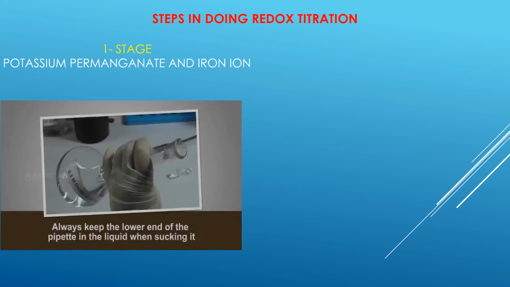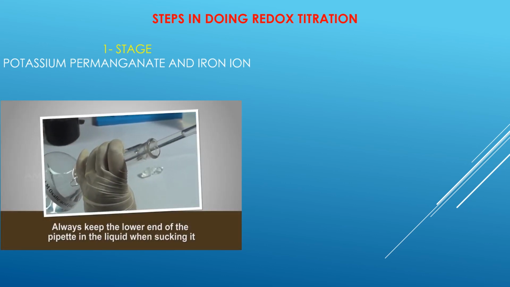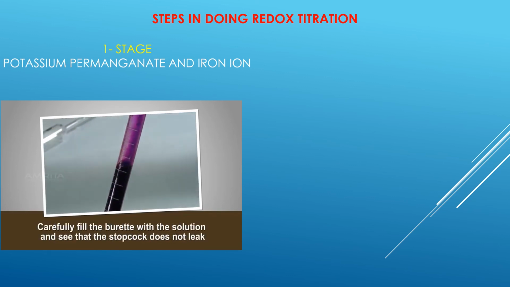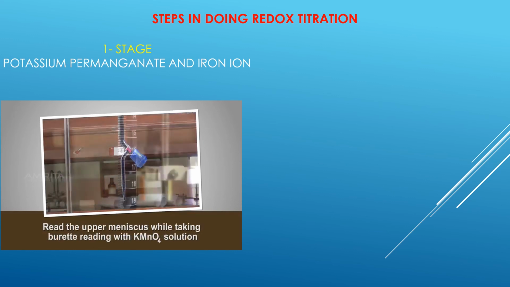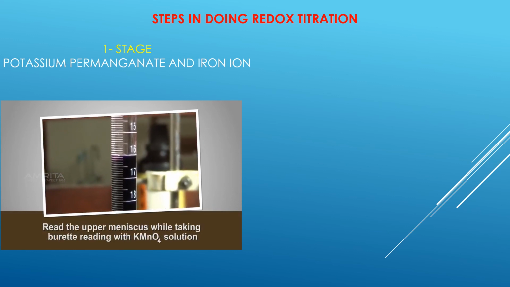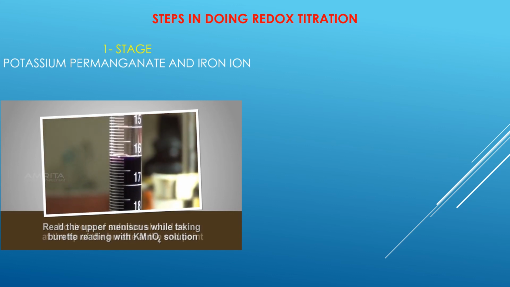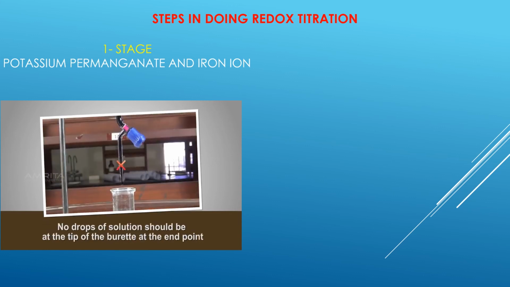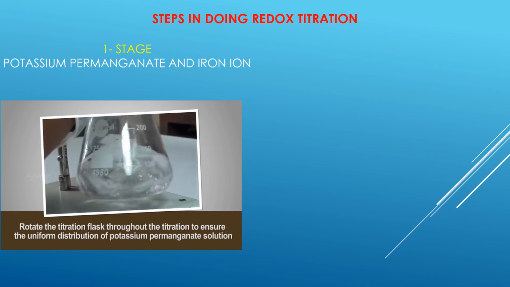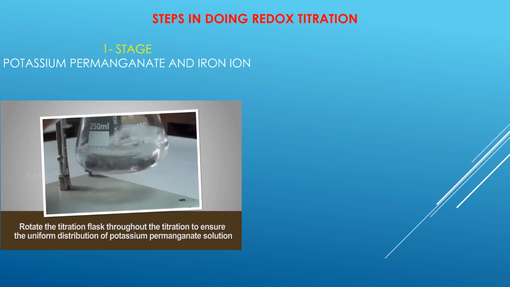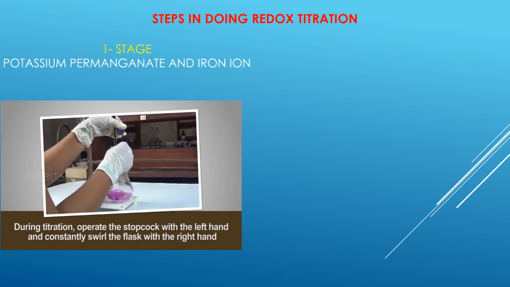Precautions. Always keep the lower end of the pipette in the liquid when sucking it. Carefully fill the burette with the solution and see that the stopcock does not leak. Read the upper meniscus while taking burette reading with potassium permanganate solution. No drops of solution should be at the tip of the burette at the end point. Rotate the titration flask throughout the titration to ensure the uniform distribution of potassium permanganate solution. During titration, operate the stopcock with the left hand and constantly swirl the flask with the right hand.